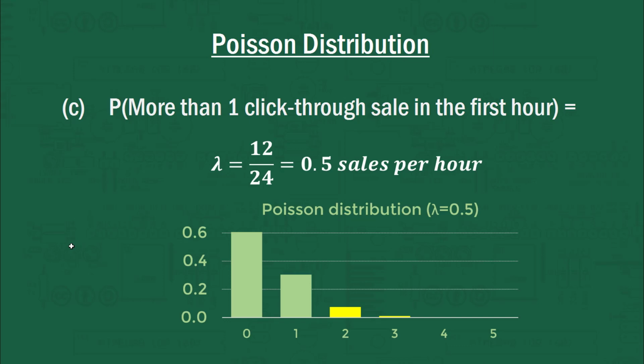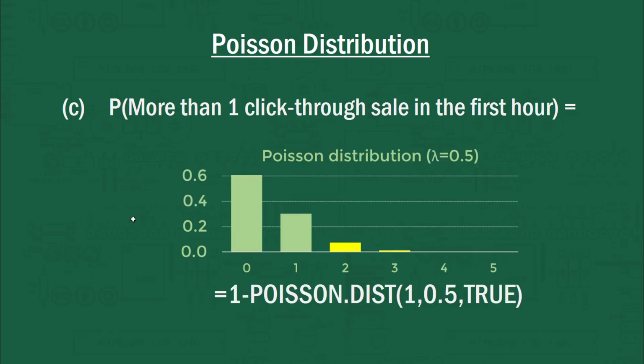So this is the distribution now where we've got a lambda value of 0.5. So most of the distribution is going to be down here at 0 and 1 because we're only expecting 0.5 sales per hour. So we're most likely to get 0 sales in a given hour. Potentially we can get 1, and then it becomes less likely to get 2, 3, and very unlikely to get 4, 5, and 6 and beyond. So really we're after this shaded yellow region, which will include all of those values from 2 and beyond.